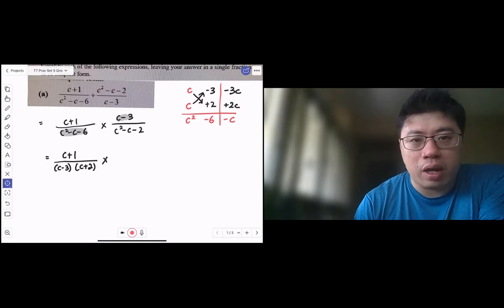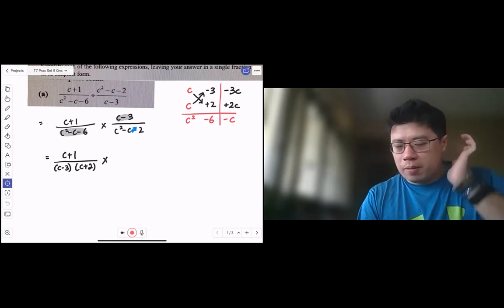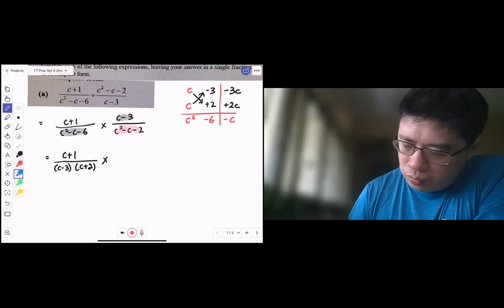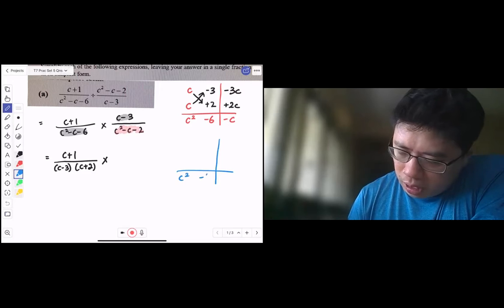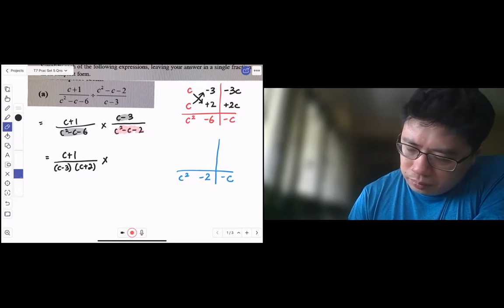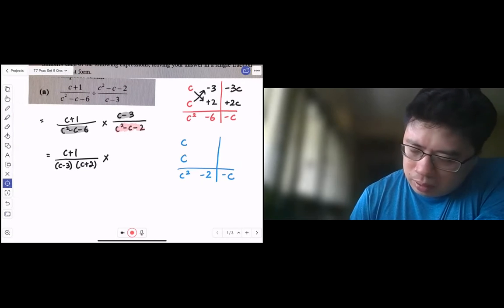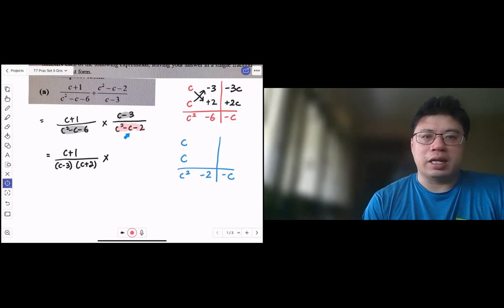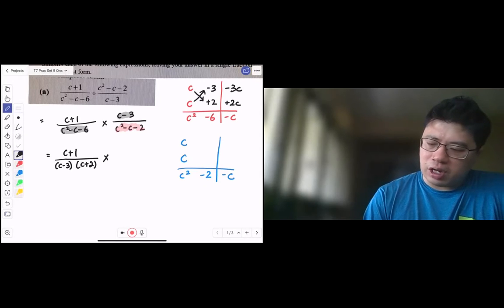Now I see c squared minus c minus 2. This is where I'll try to factorize. Factorizing this: c squared, negative 2, negative c. Similarly, I write out my terms, c and c, because c multiplied by c will give me c squared. For negative 2, I see that I need a negative c, right? So I think of a bigger negative factor. I think of negative 2 multiplied by positive 1.